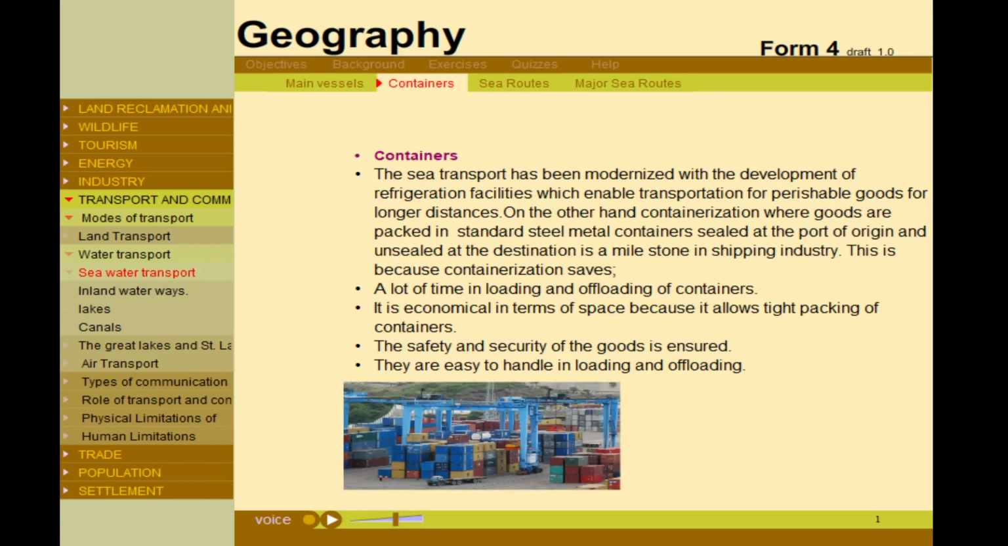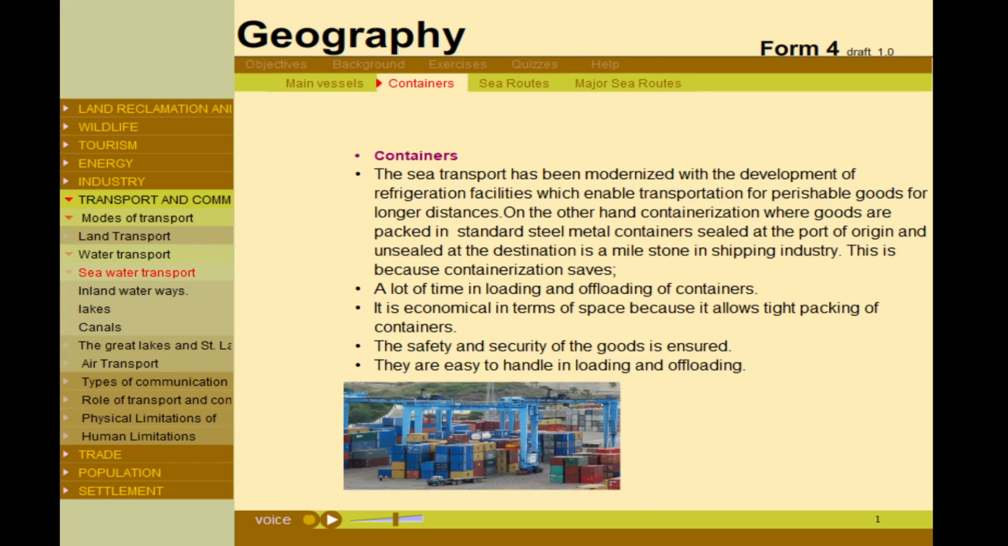This is because containerization saves a lot of time in loading and offloading of containers. It is economical in terms of space because it allows tight packing of containers. The safety and security of the goods is ensured, and they are easy to handle in loading and offloading.